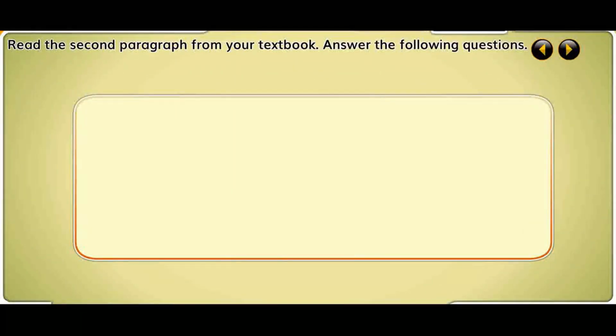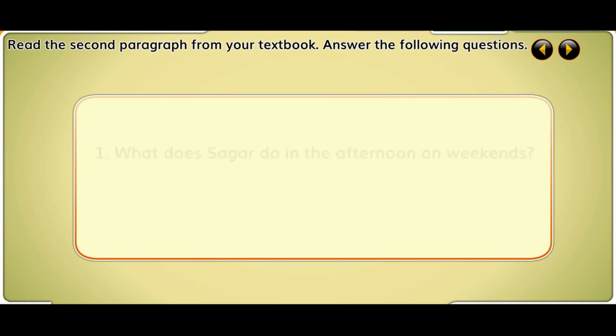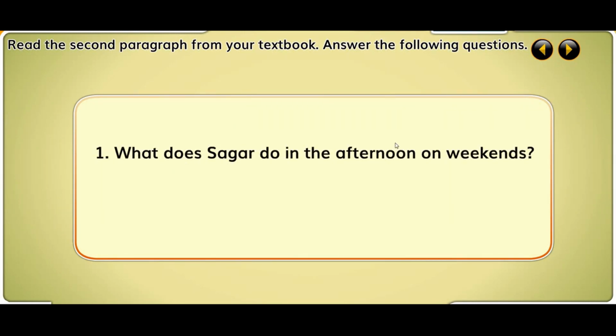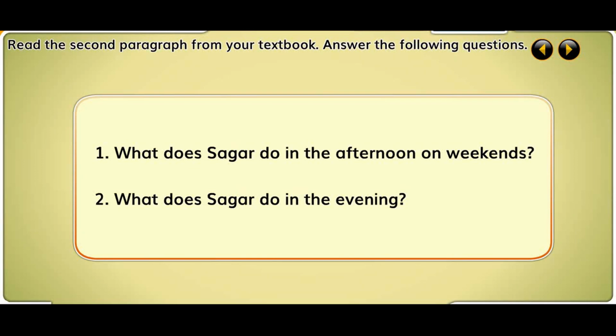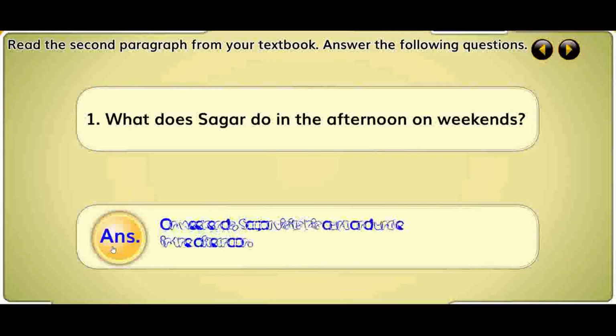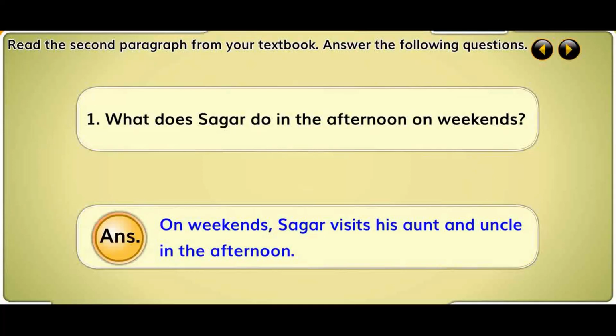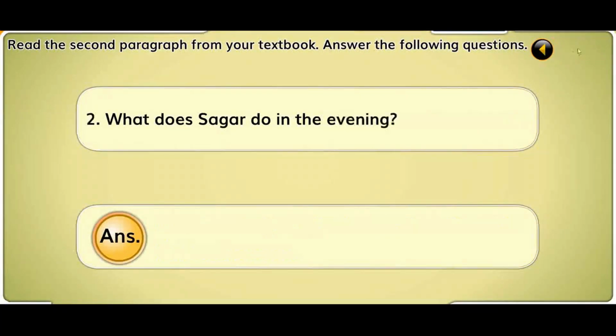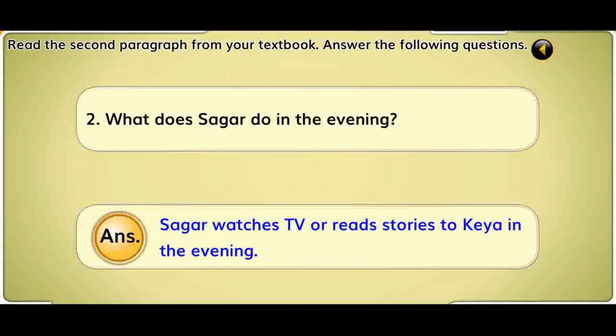Read the second paragraph from your textbook. Answer the following questions. One. What does Shagor do in the afternoon on weekends? On weekends, Shagor visits his aunt and uncle in the afternoon. 2. What does Shagor do in the evening? Shagor watches TV or reads stories to Kea in the evening.